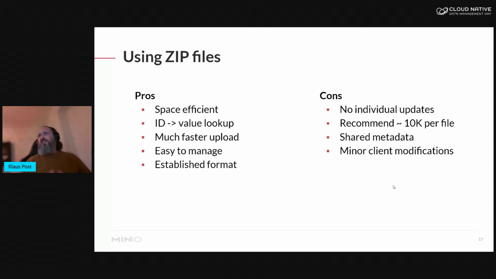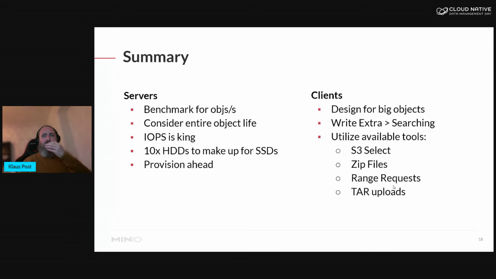We keep a recommendation of around 10,000 files inside each zip. That's mainly to have the lookup be fast enough so you can still serve millions of files per second. It shares metadata. There's no unique metadata per file inside the zip, and it requires some minor client modifications.